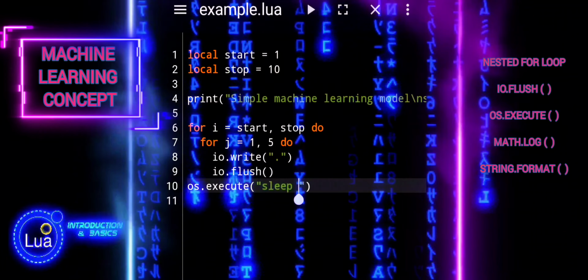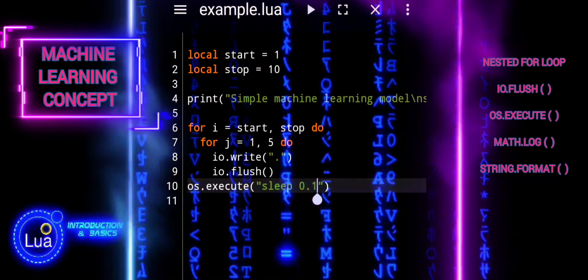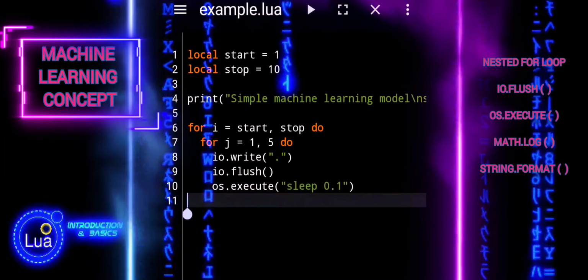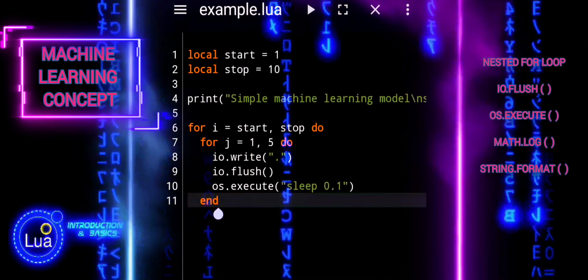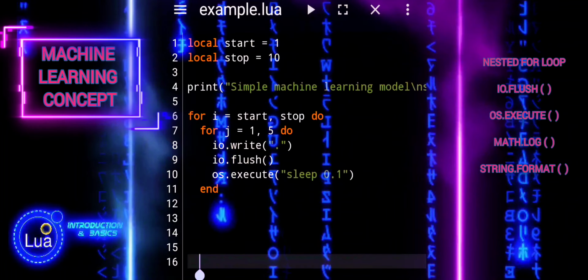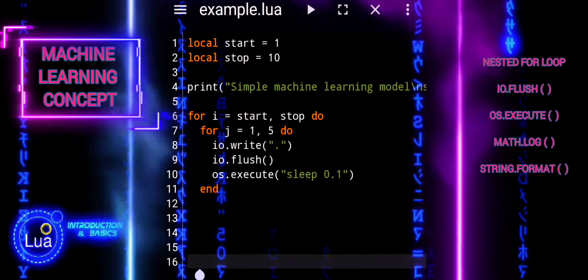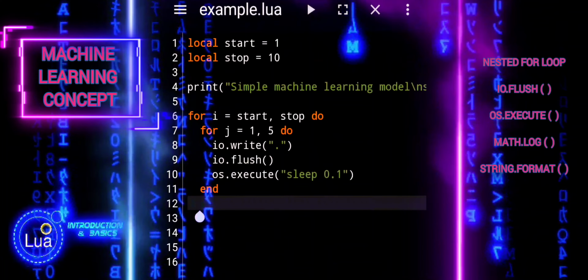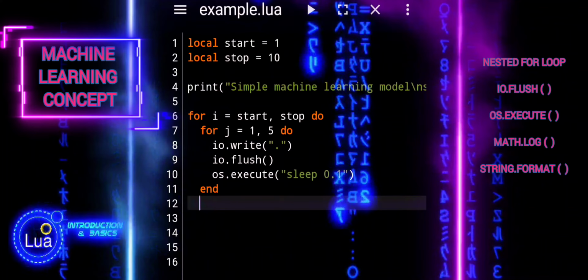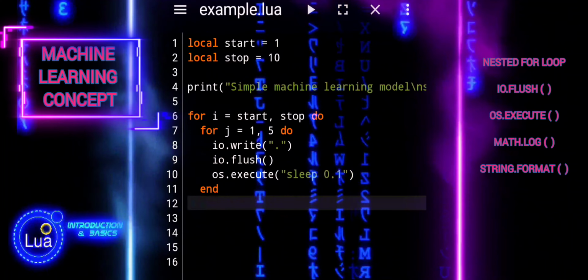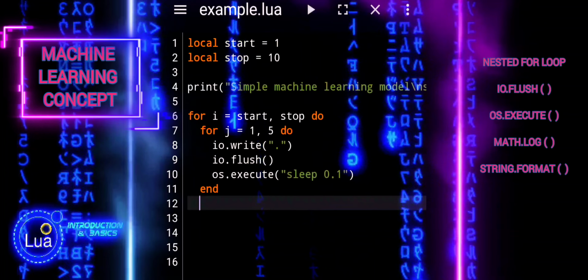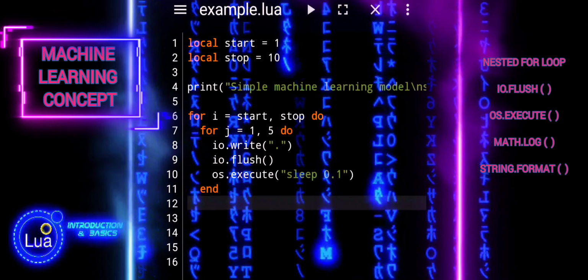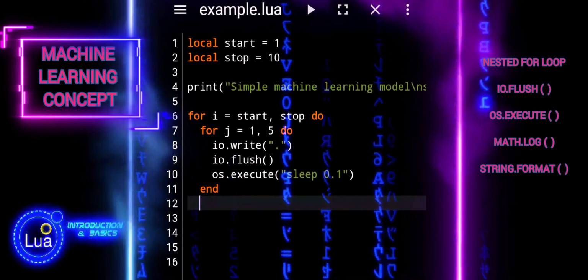os.execute("sleep 0.1") uses the os.execute function in Lua to execute a shell command, specifically the sleep command, which pauses the execution of the script for a specified amount of time. In this case, sleep 0.1 pauses the script for 0.1 seconds, simulating a short delay or process happening in real time. This can be useful for creating animations, simulating real-time processes, or adding delays between actions in a script.